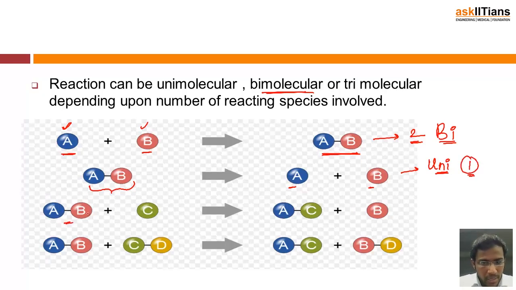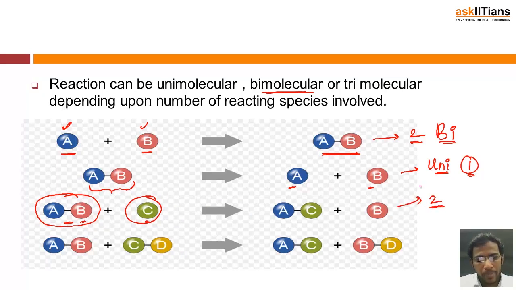In the third equation, an AB molecule and a C atom are involved. So the reacting species are the AB molecule and the C atom, and 2 such species are involved. This is again a bimolecular reaction whose molecularity is 2. And in the last example, an AB molecule reacts with a CD molecule. So here also 2 molecules are involved, and this is also an example of a bimolecular reaction.